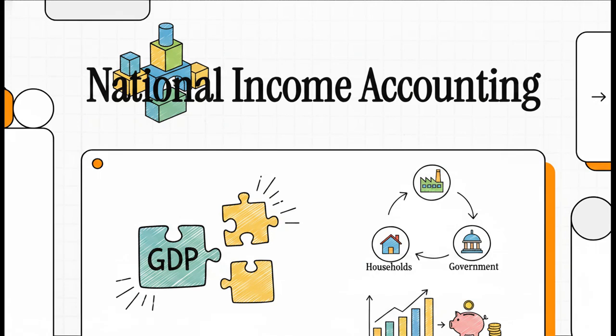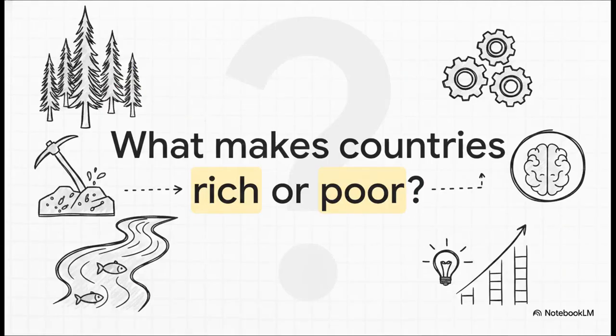Welcome to another explainer. Today, we're taking a building block approach to understanding how the massive puzzle of our national economy actually fits together. We hear terms like GDP and national income thrown around all the time, but understanding how they're actually built from the ground up, it's incredibly fascinating. So let's just dive right into the big question. What actually makes a country rich or poor?